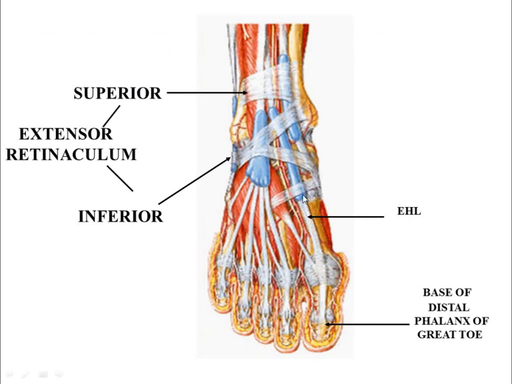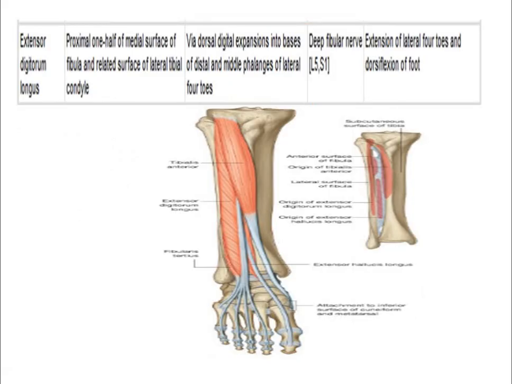Again, this extensor hallucis longus passes deep to the two retinacula, superior and inferior, again covered with a synovial sheath to prevent friction, and attaches at the base of the distal phalanx of the great toe. The third muscle present on the front of the leg, or anterior compartment of the leg, is extensor digitorum longus. The name itself suggests this is going to be an extensor of the lateral four toes.